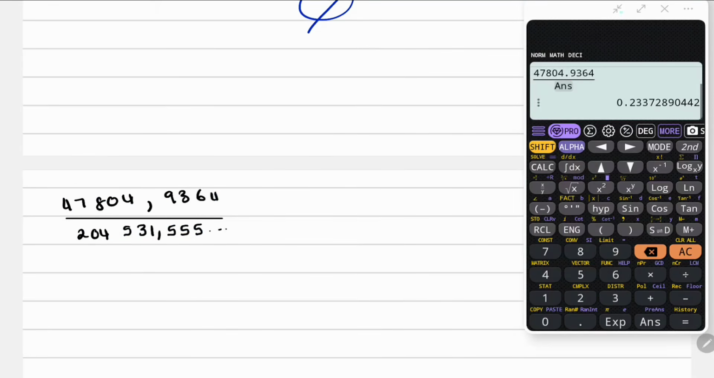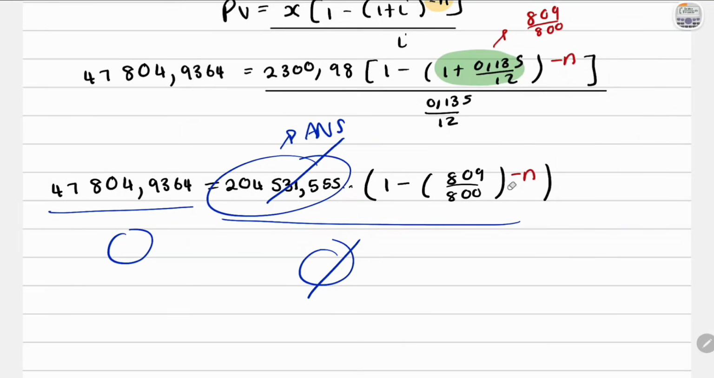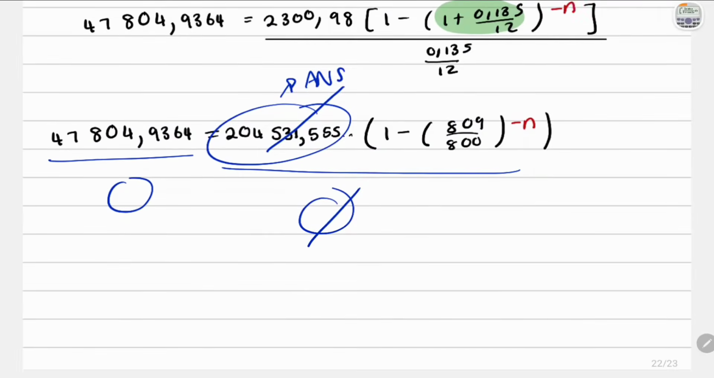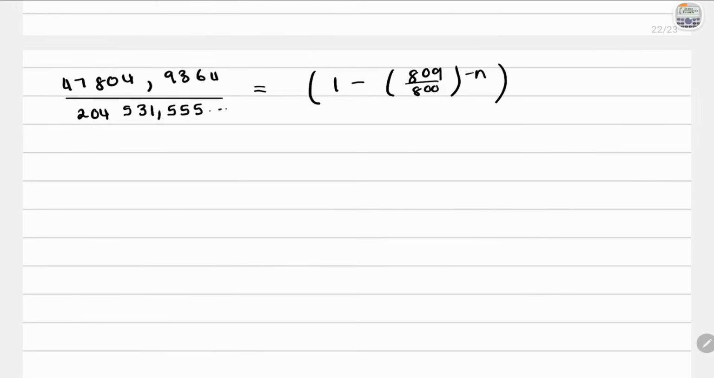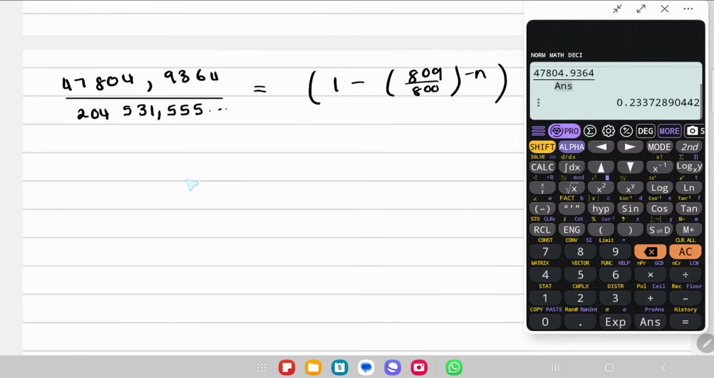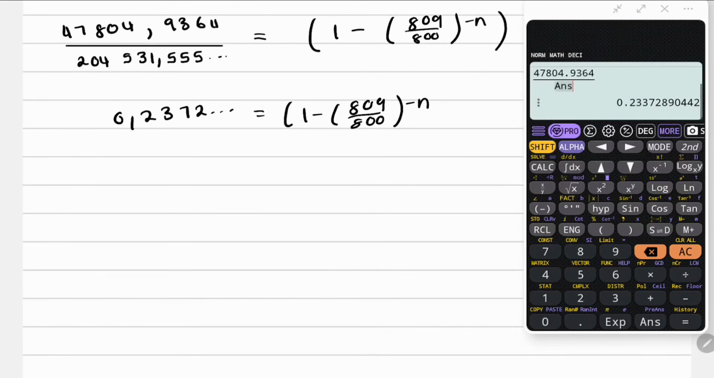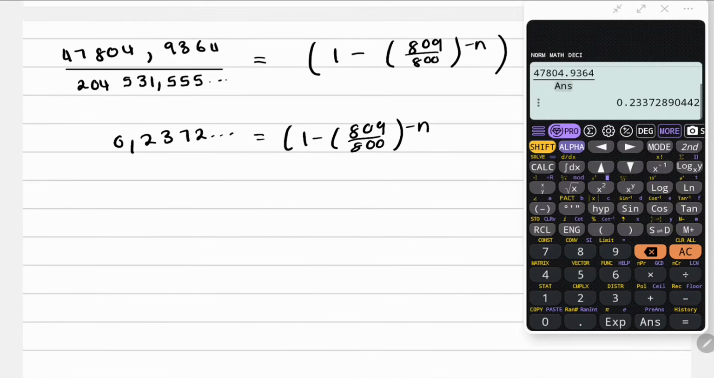Like that. And then we would still have everything here, which is equal to 1 minus 809 over 800 raised to the power of negative n. Okay, so that's what we have there. Now we can, of course, write the answer that we got from dividing these two together, which is 0.2372, and this keeps going, so not rounding off yet. So I have 1 minus 809 over 800 raised to the power of negative n. At this point the brackets are gone. I don't know why I'm writing them.